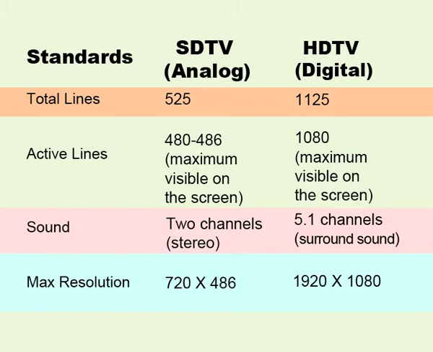Sound: 2 channels, stereo, versus 5.1 channels, surround sound. Max resolution: 720 by 486, versus 1920 by 1080. As you can see, the ATSC standard is capable of 16:9 images up to 1920 by 1080 pixels in size and resolution. This is more than 6 times the display resolution of the analog standard. In addition, many different image sizes and line standards can be supported.